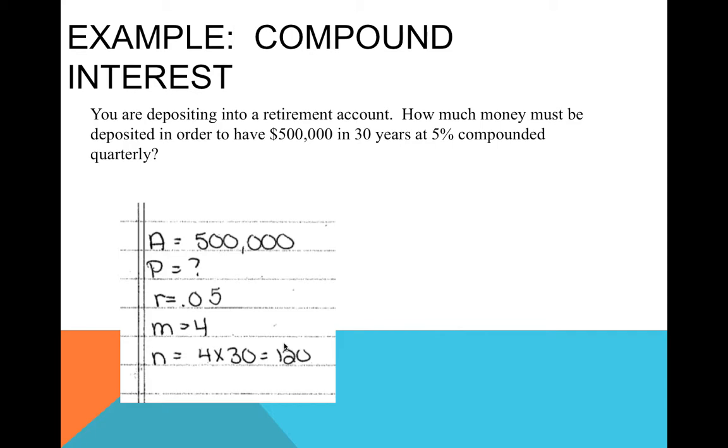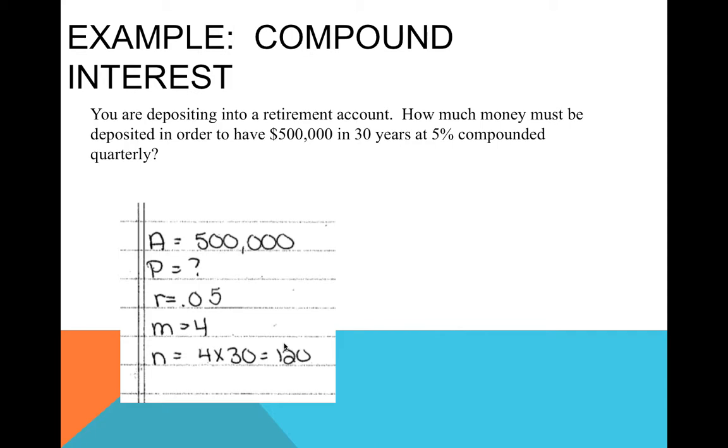Our next problem has us depositing into a retirement account. This time, we want to know how much money we are going to need to deposit in order to have $500,000 in the future, 30 years from now. So instead of solving for A, I'm going to be solving for P. And unfortunately, the only way to determine if my problem is like the first example I did or like this is just reading through and looking at the context that it's given. In this case, we want to know what's going to happen in the future.